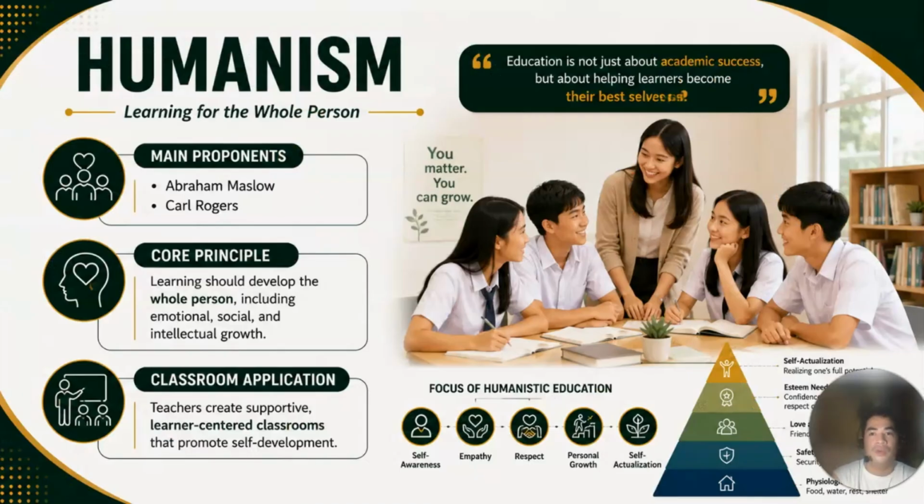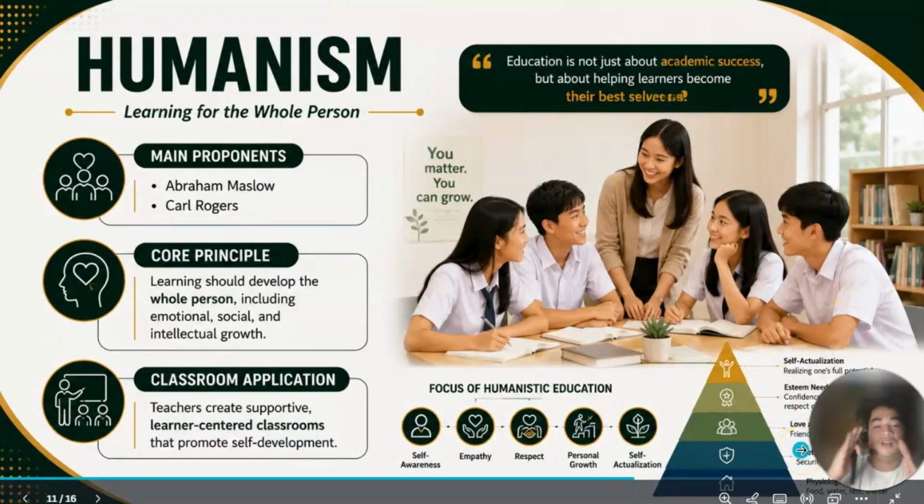Okay? So, when we say humanism, first, the proponents of this humanism are Abraham Maslow and Carl Rogers. Okay? So, humanism believes that education is not only about academic achievement. It is also about developing the whole person. This includes emotional growth, what else? Social development, intellectual growth, confidence, and self-esteem.